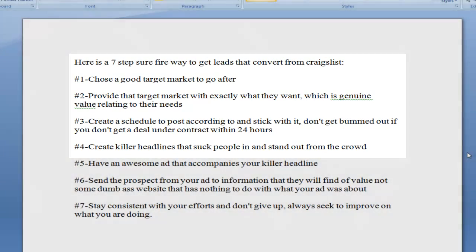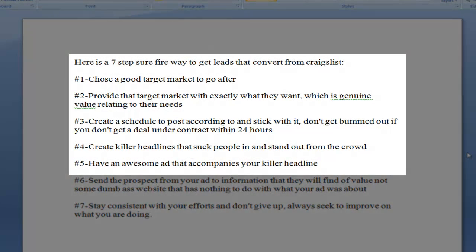Now, step number 5 is you have to have an awesome ad that accompanies your headline. I see a lot of people screw this up where they have a really good headline, but then the ad that they have sucks. Okay? And you can't have the two out of whack. It's just not going to work.